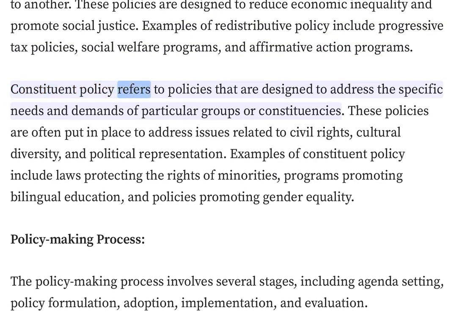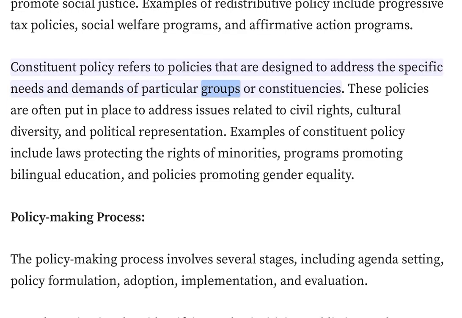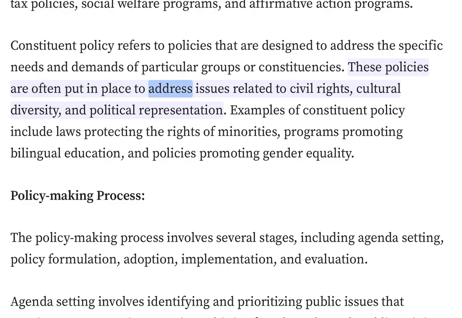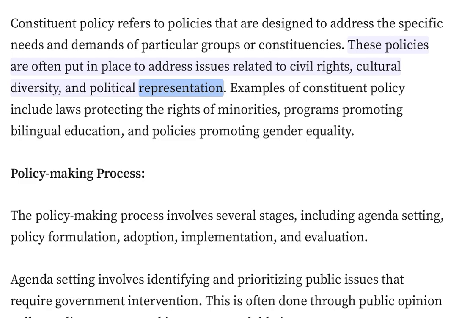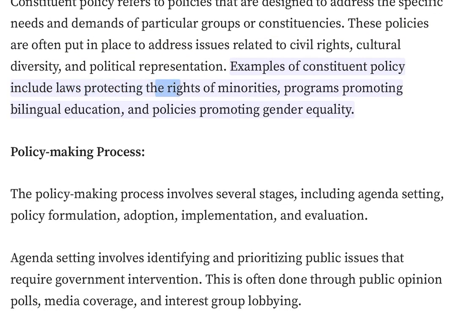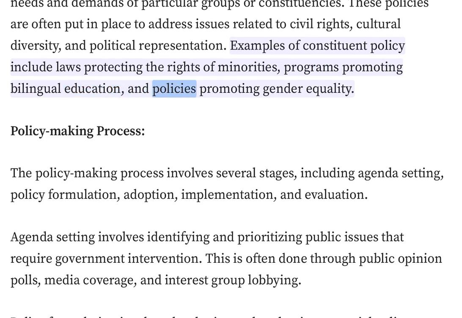Constituent policy refers to policies that are designed to address the specific needs and demands of particular groups or constituencies. These policies are often put in place to address issues related to civil rights, cultural diversity, and political representation. Examples of constituent policy include laws protecting the rights of minorities, programs promoting bilingual education, and policies promoting gender equality.